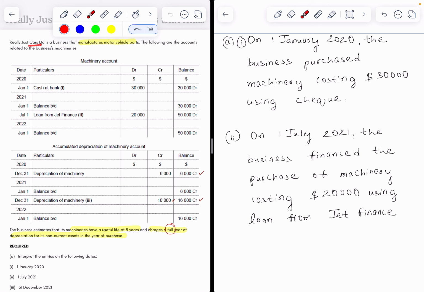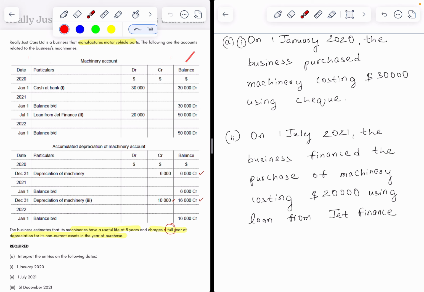Really Just Cars Limited is a business that manufactures motor vehicle parts. The following are the accounts relevant to the business's machineries. So we are given the ledger account for the asset at cost, and then we're given the ledger account for the accumulated depreciation. The ledger account, as you can see, is prepared using the usual 5-column format that we're used to, with date being in the first column, followed by the cross-reference of accounts in the particulars column. Then we have got separate columns for debit and credit amounts, and lastly, a final balance column.